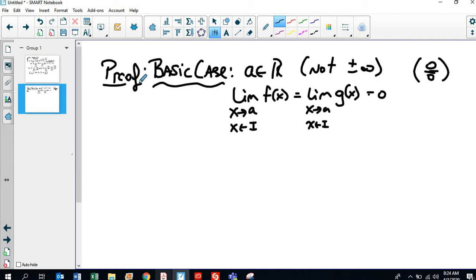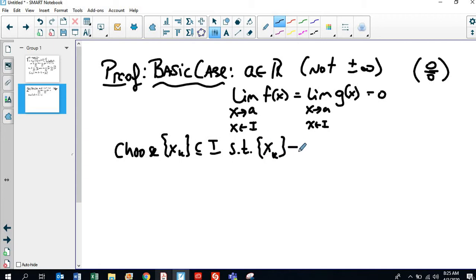So anyway, what we're going to do is choose x sub k in I such that x sub k converges to a as k goes to infinity.